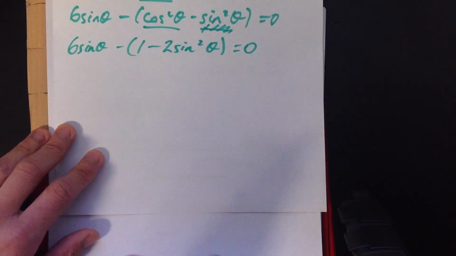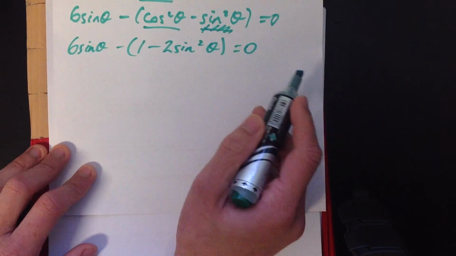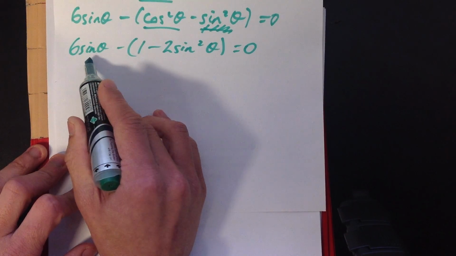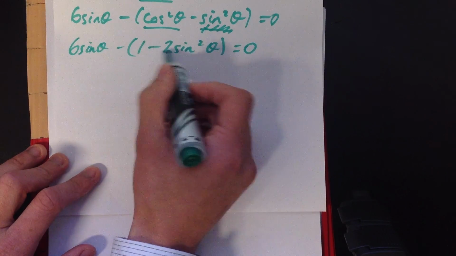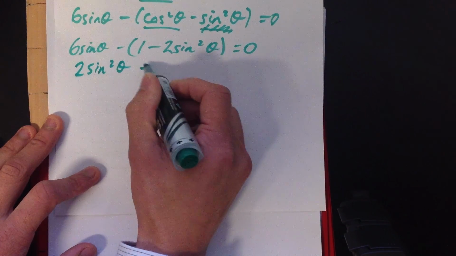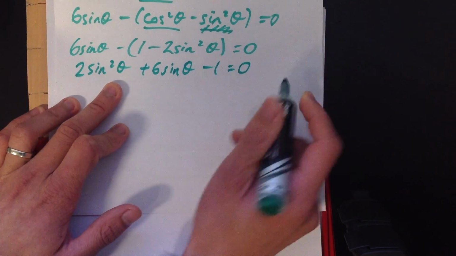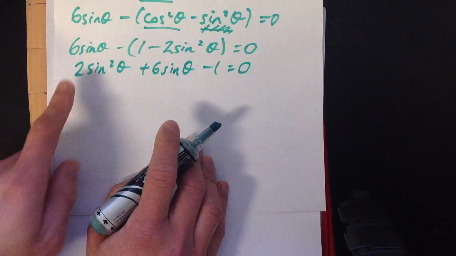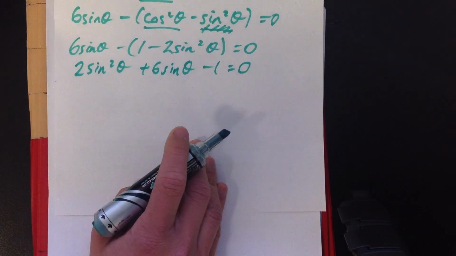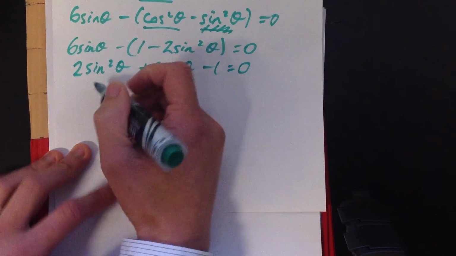If I turn this around a little bit, you can see, just to make it more obvious, what my coefficients are. That negative will cancel out, so it'll be 2 sine squared theta plus 6 sine theta minus 1. Now when you look at these coefficients, they're not going to factorize neatly, so you might as well save yourself the effort and just go straight into the quadratic formula.